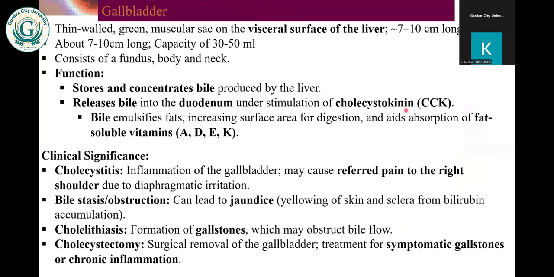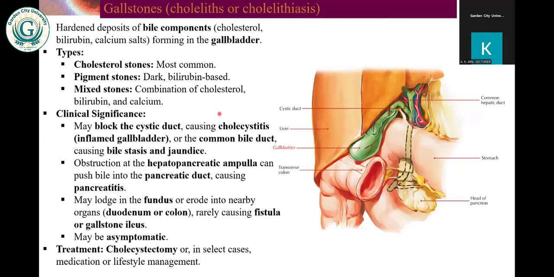The function of the gallbladder is to store and concentrate bile. Then it also releases bile under the stimulation of this hormone. Bile will emulsify fat. That means break fat into smaller droplets, increasing the surface area for enzyme action. Now, we explained that the liver produces bile.